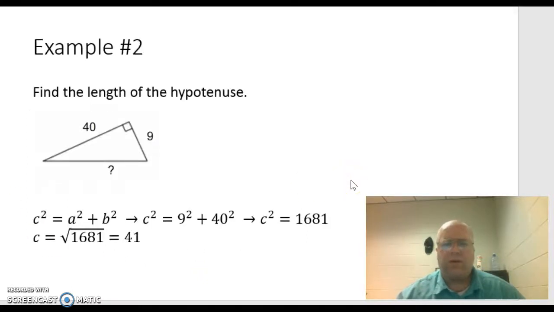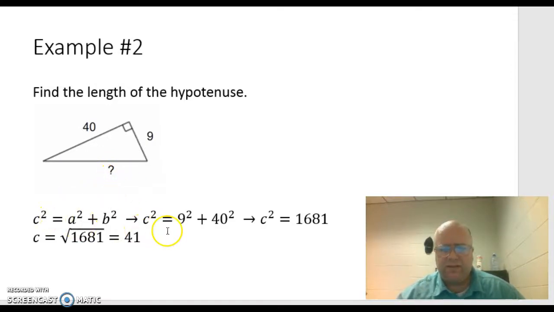Let's look at an example where we're going to find the hypotenuse of the triangle. So notice that the right angle is over here, and this is the side that we're trying to find, which is not touching the right angle. So that's going to be our hypotenuse. So we're going to let that question mark equal c there.